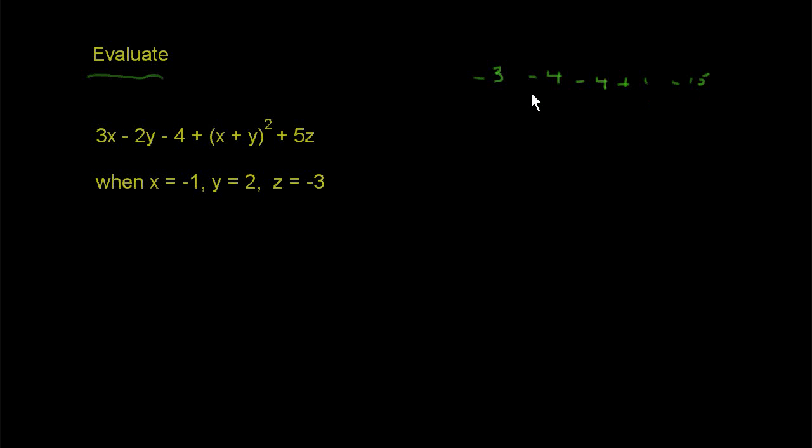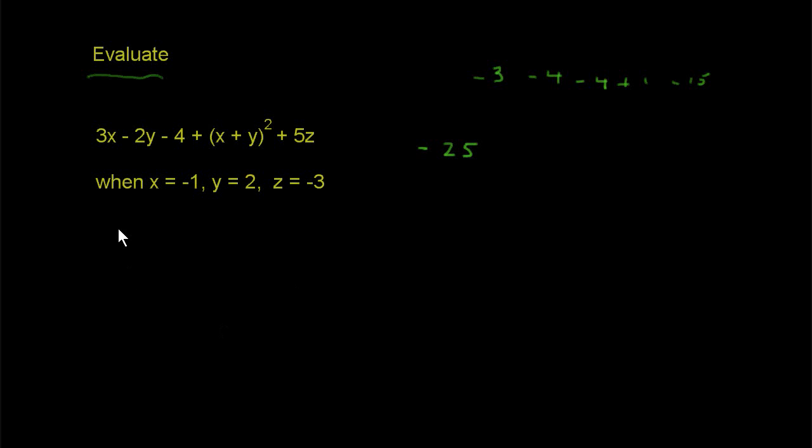Let's see, what do I have total here? -7 minus 4 is -11, -26, -25. I think the answer is -25. If you get that answer, go ahead and move on to the next problem.